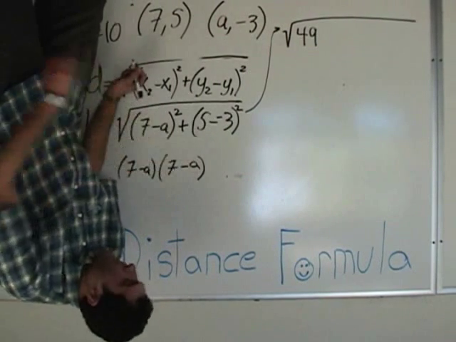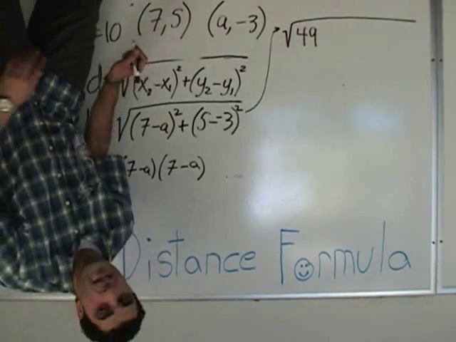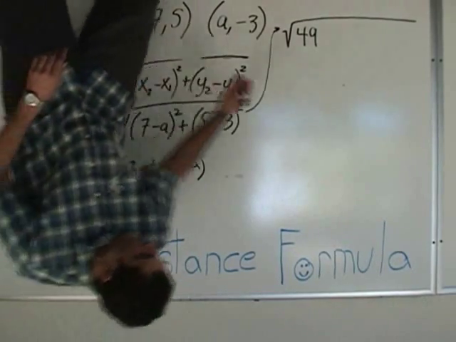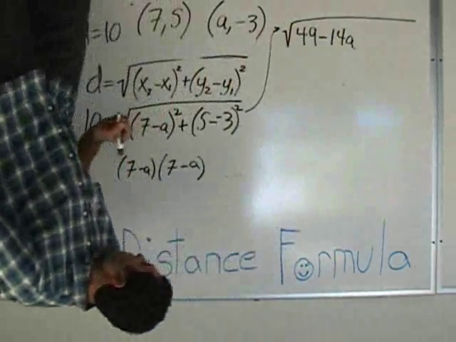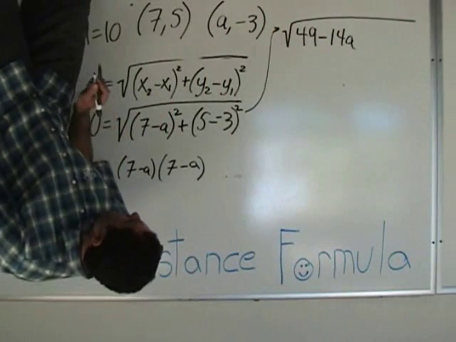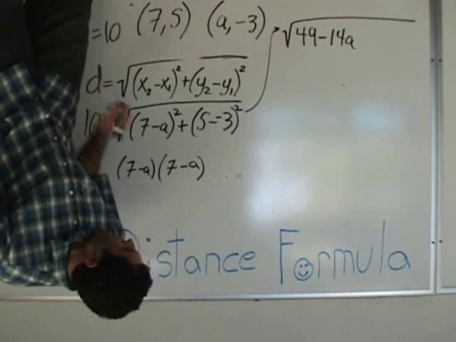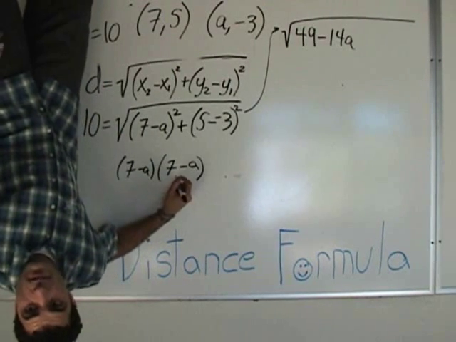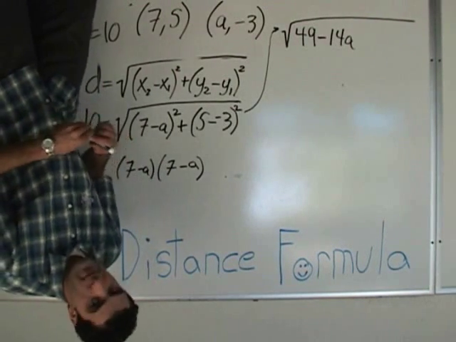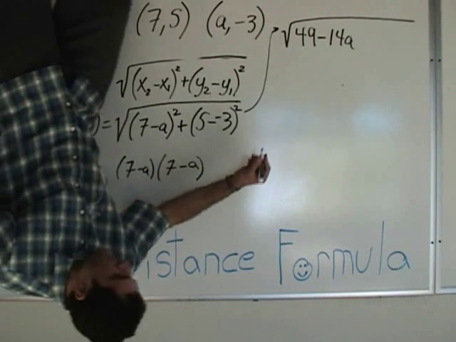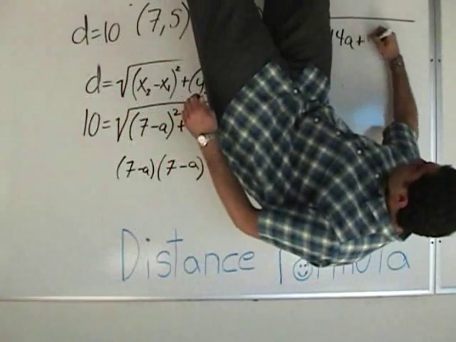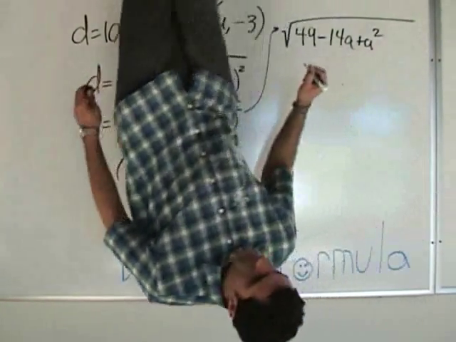Minus 14a. It's minus 7a minus 7a, twice is minus 14a, plus a squared. Questions on the foiling? Wait, hold on. Let's foil. Wait, is it plus or minus 14? Oh, I get what you did. And we're going to do plus a squared. Wait, where's the other 14?